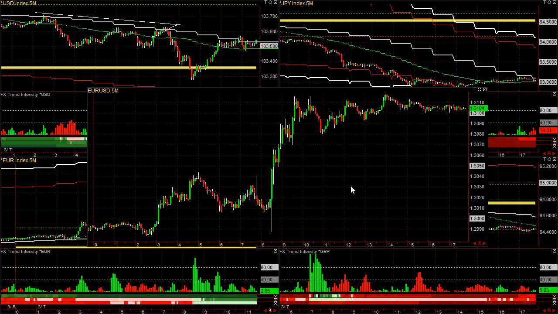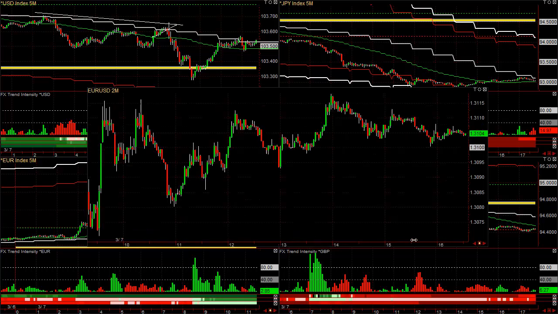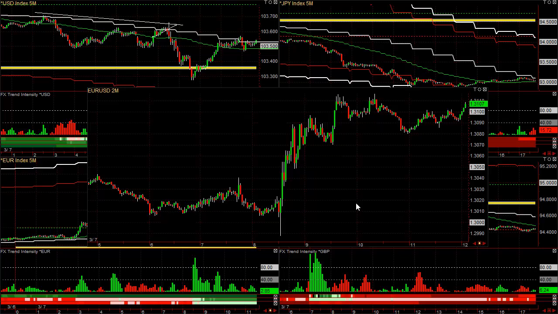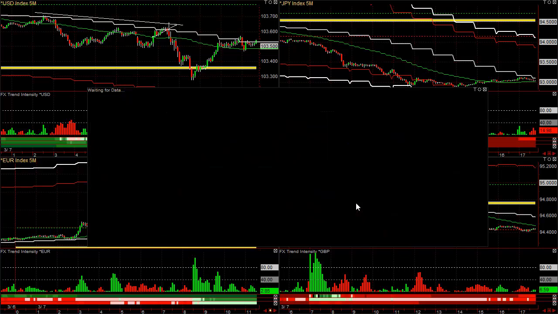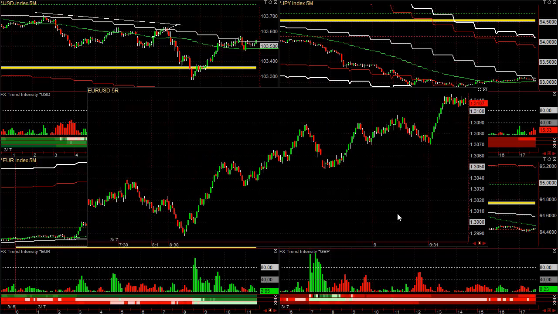So here's the 5-minute chart. You can use smaller time frame charts like the 2-minute chart. You can do what I prefer, using a range chart, 5 pips per bar. This gets rid of a lot of the noise, and you can also spot pullback opportunities.